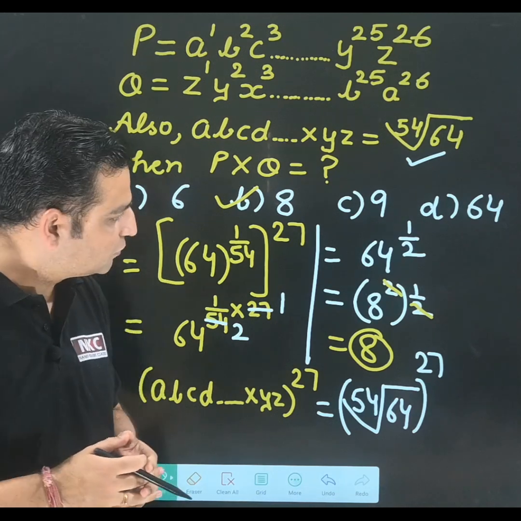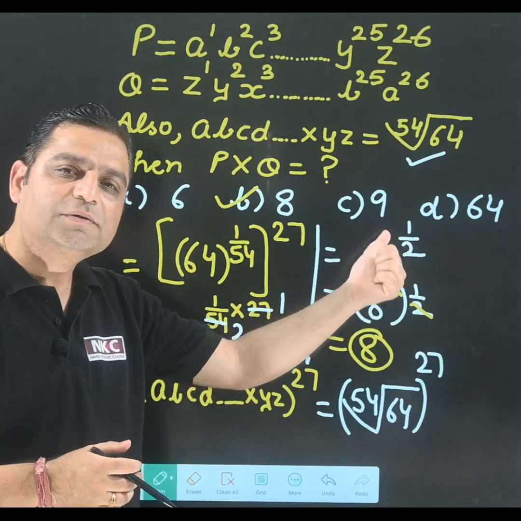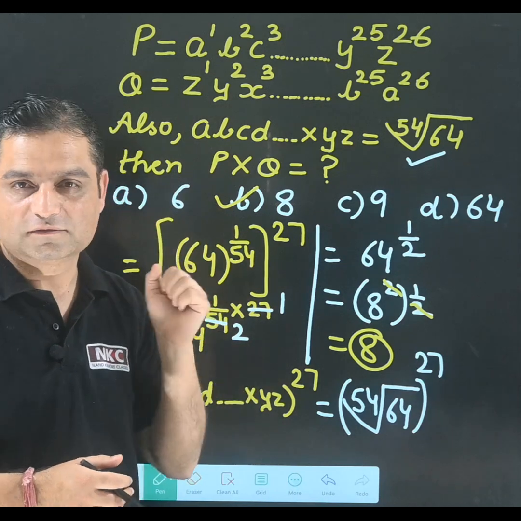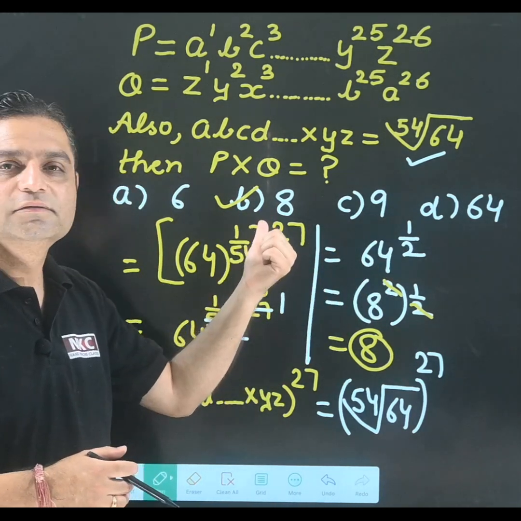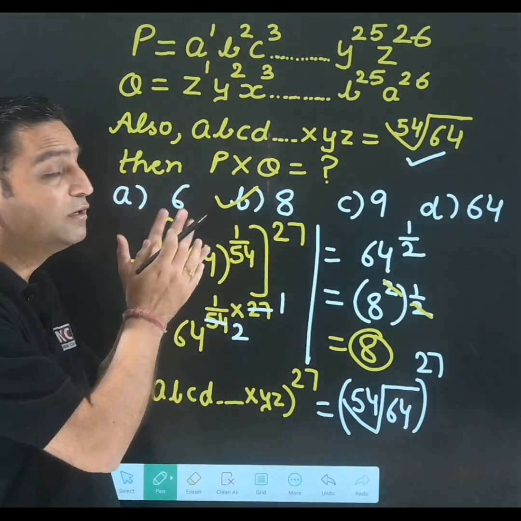I hope you are clear with the question. This 64 to the power 1 over 2 means the square root of 64. You can also do it that way, and the square root of 64 is 8. Right? This question was very interesting.